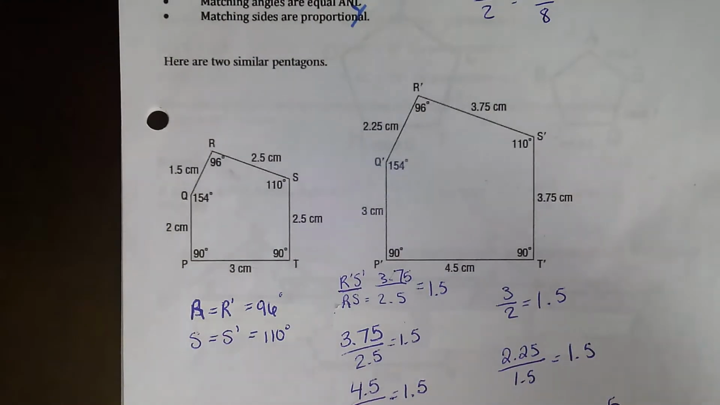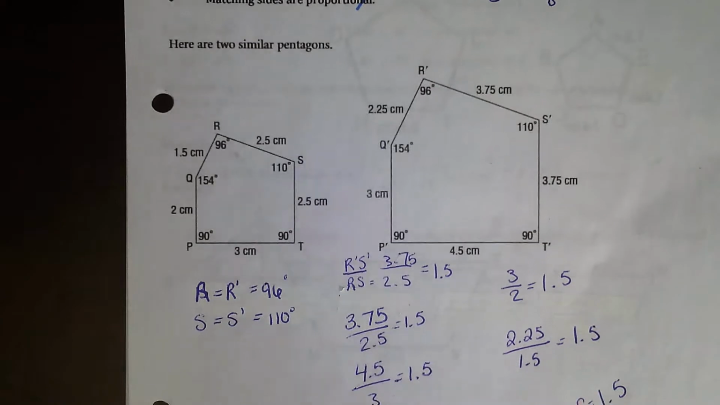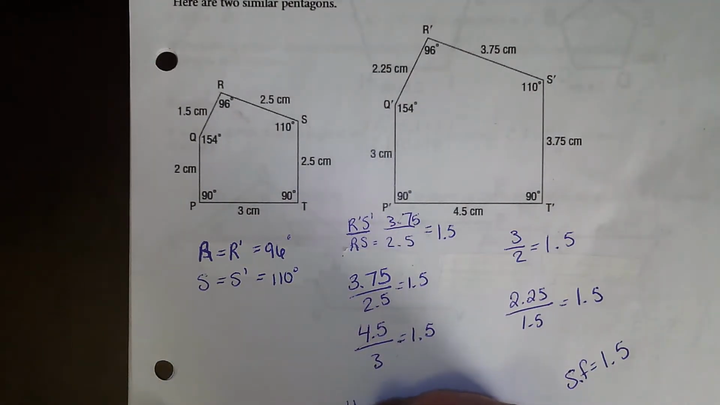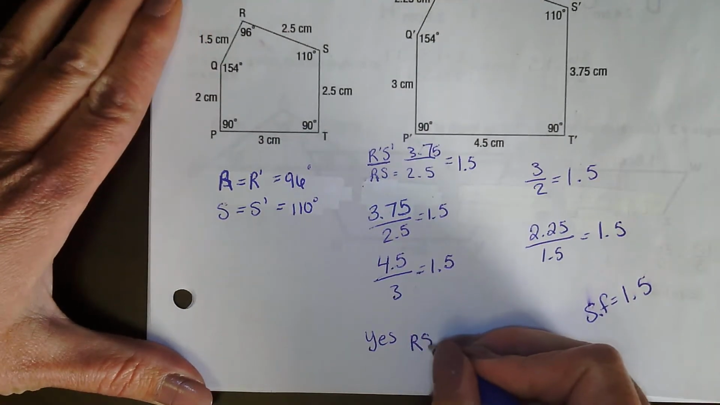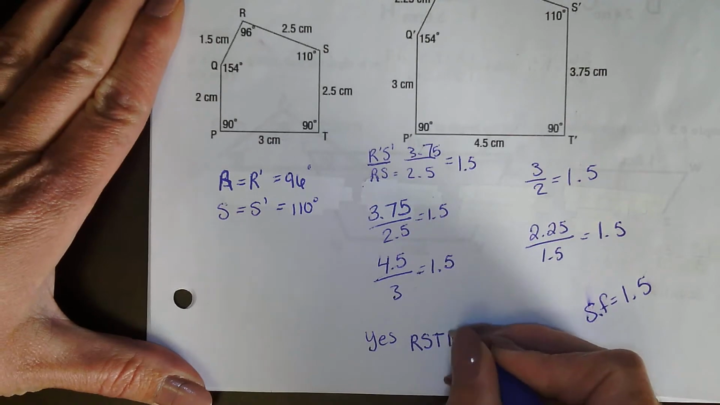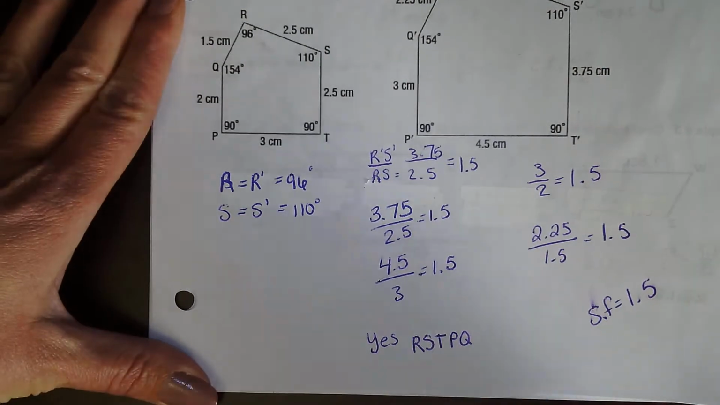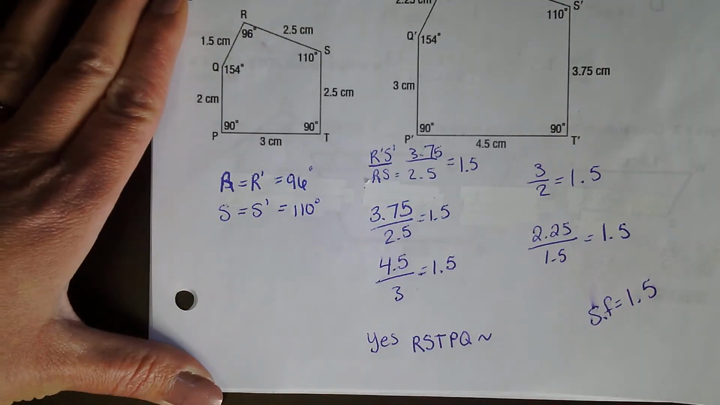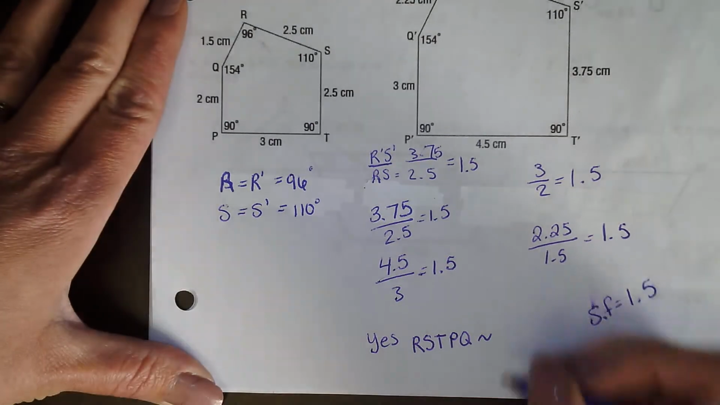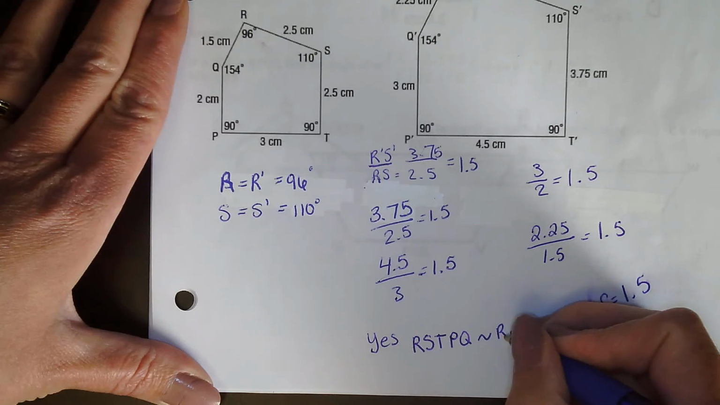So it meets both criteria: matching angles are equal and matching sides are proportionate. So we would say yes. I'm going to go through and use some notation here. We're going to go R, S, T, P, and Q. So I used all 5 letters, R, S, T, P, Q, is similar, and we use a little squiggly line to show that things are similar. Then I'm going to use those same letters but with apostrophes in the same order. Matching sides do have to have that same order.